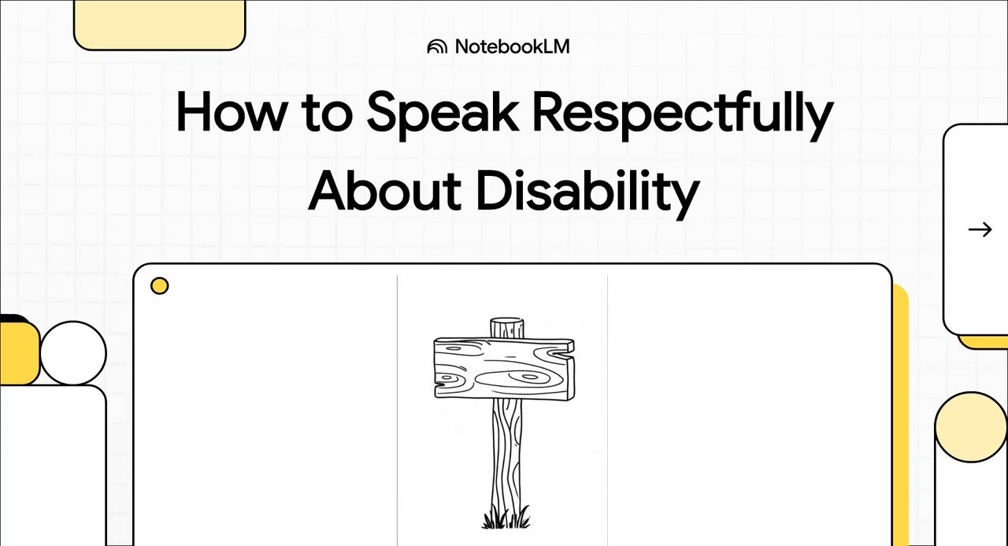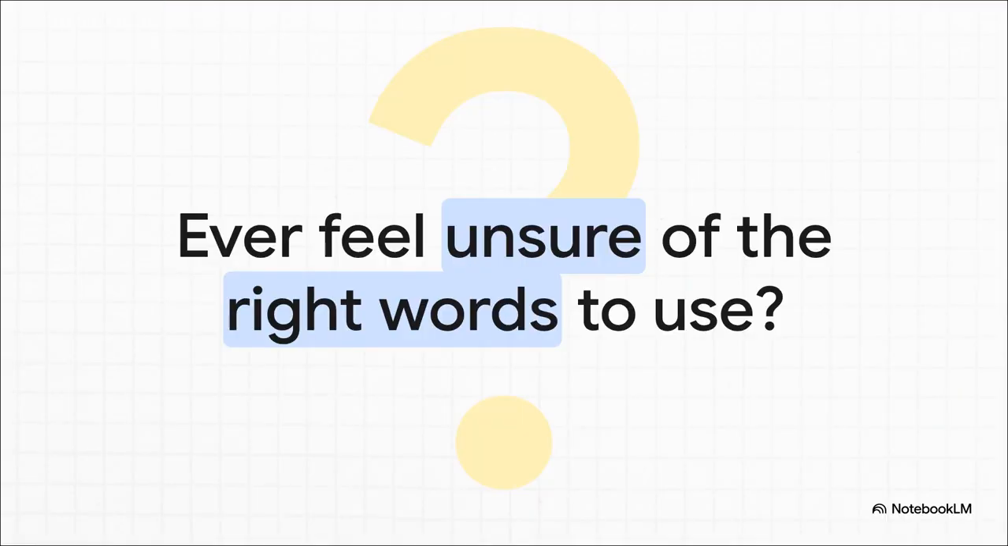Welcome to The Explainer. Today we're going to tackle a topic that I think a lot of us really want to get right: how to talk about disability in a way that is genuinely respectful. So let's just start with a feeling that I bet is pretty familiar. You've been there, right? You want to be inclusive, you want to say the right thing, but you hesitate. You're just not sure what words to use.